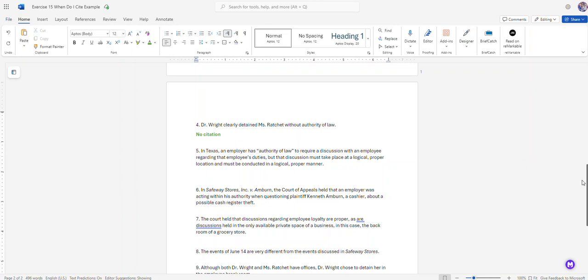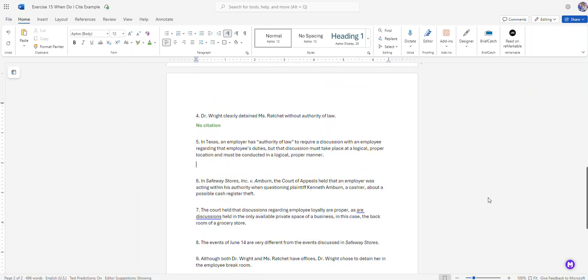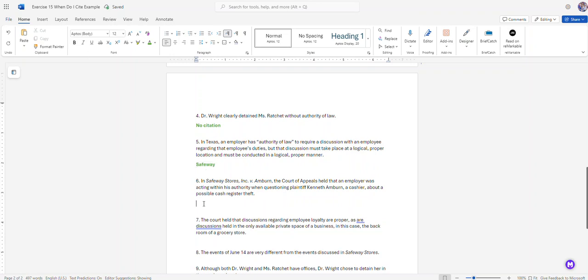Next, we have in Safeway v. Amber, the Court of Appeals held that employer was acting within his authority when questioning plaintiff Kenneth Amber, a cashier, about a possible cash register theft. Those are facts from Safeway, so we're going to cite Safeway. We would also give a pinpoint cite to the page on which the facts appear. Next, the court held that discussions regarding employee loyalty are proper, as are discussions held in the only available private space of a business, in this case, the back room of a grocery store. Again, that's talking about Safeway, so we're going to indicate that we would cite Safeway there.